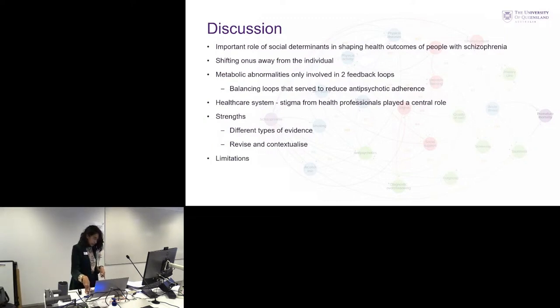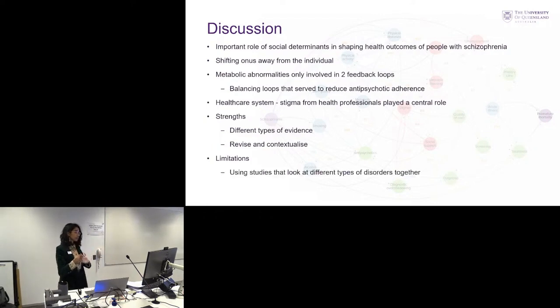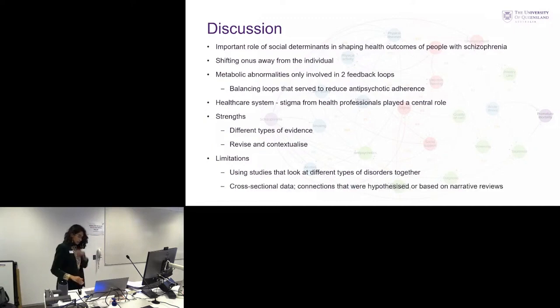In terms of some limitations, I did use some studies that looked at different types of severe mental disorders together, and some disorders have different magnitudes of association with particular risk factors, for example. I also used some cross-sectional studies, which are not able to show the direction of causality, so further evidence would be needed to substantiate those associations.